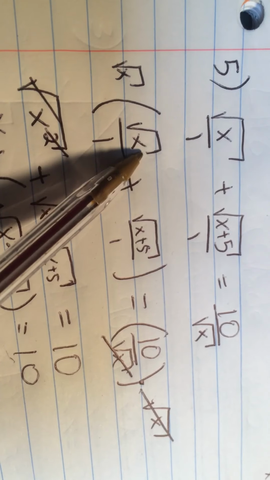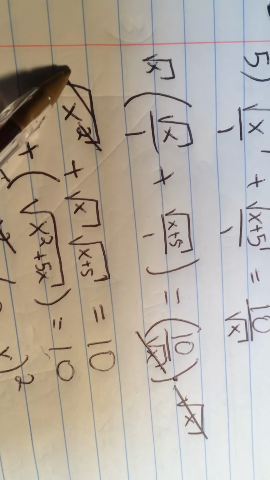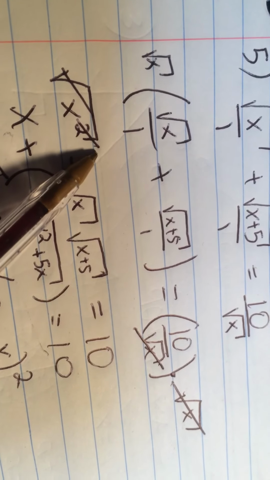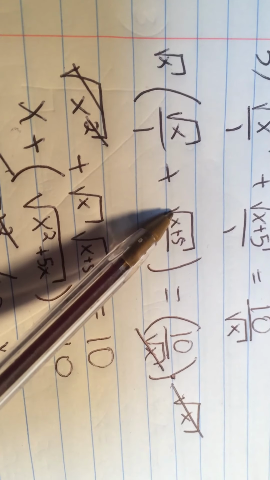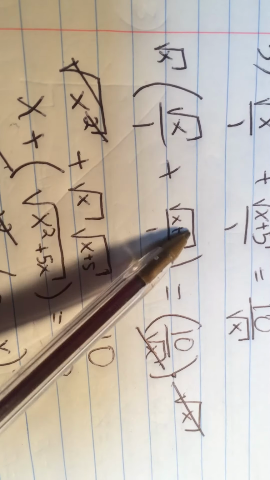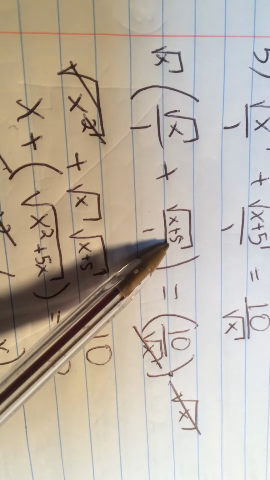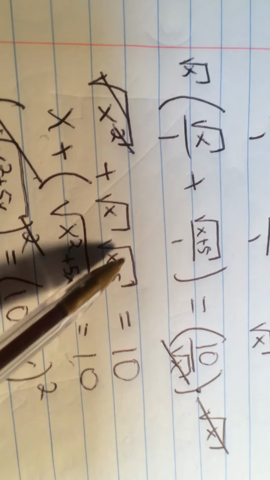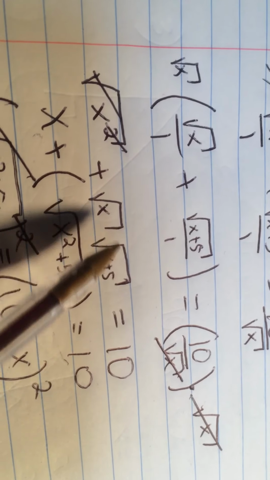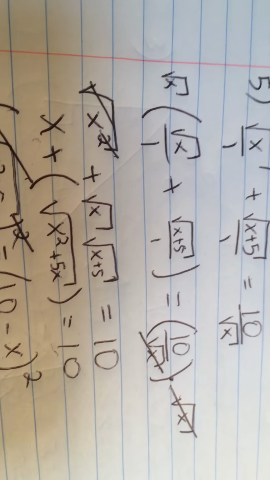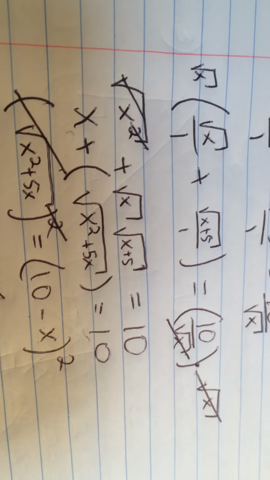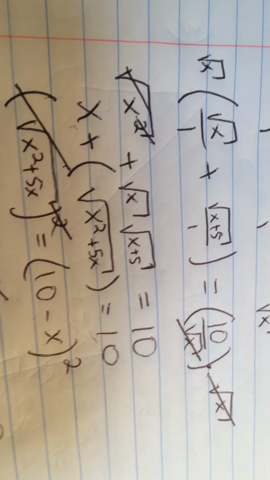And this one multiplied by this one, x squared inside a square root. But this one gets eliminated and it leaves an x. And then it's going to be square root of x times square root of x plus 5. When we have these terms, we multiply the inside terms and we leave it inside the square root. So that's why we have x squared plus 5x.